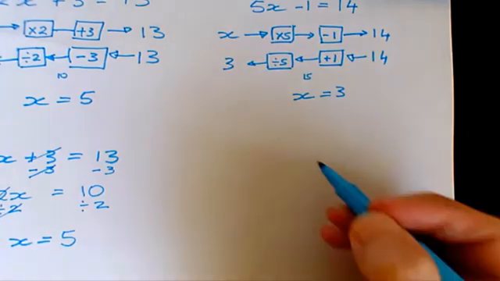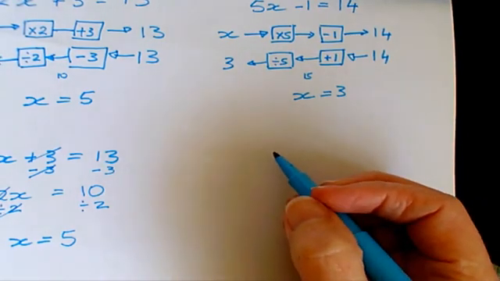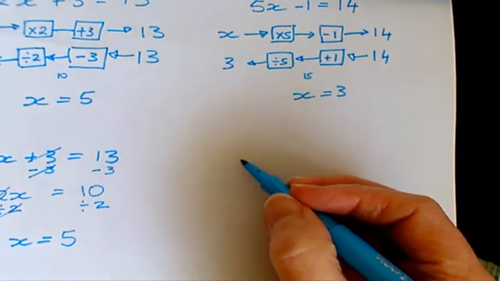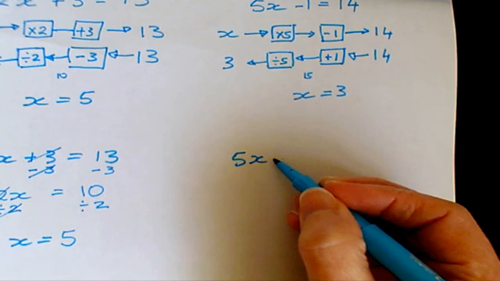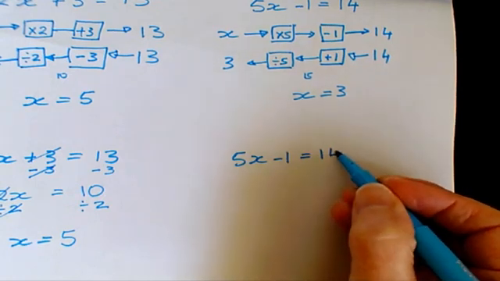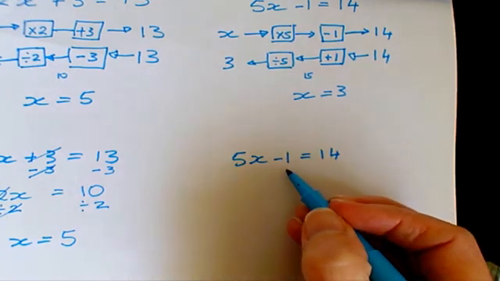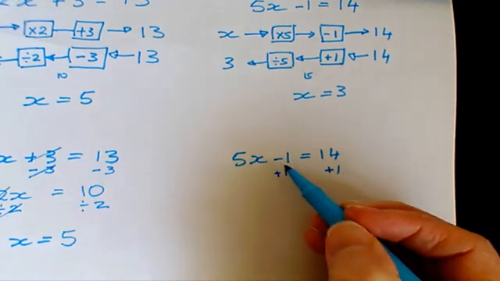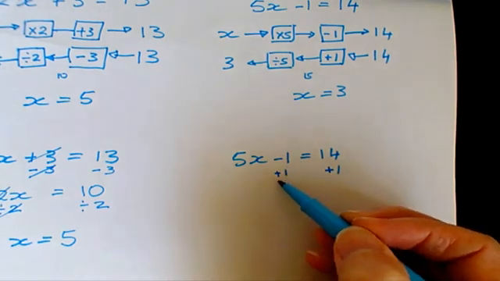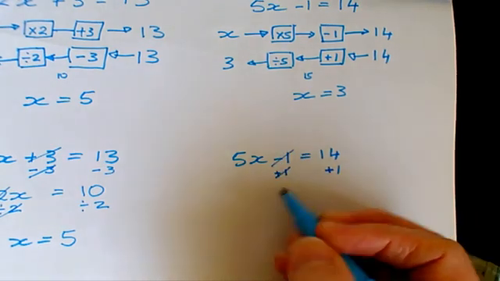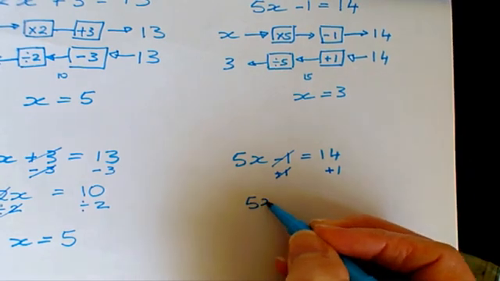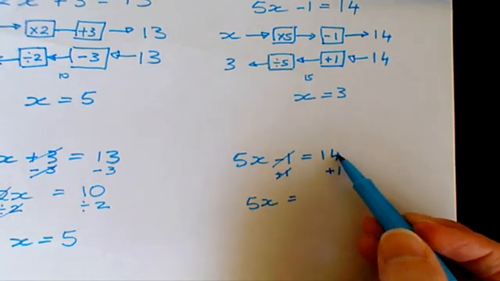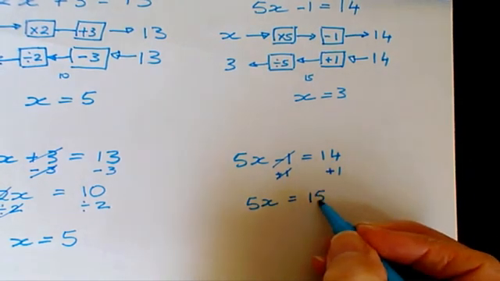We can use the same method again to solve the equation using our balancing method. So I've got 5x take away 1 equals 14. I will start with adding 1 to both sides. So the inverse of take away 1 is add 1. Those two cancel out. I will end up with 5x on this side. But here I've got 14 add 1, which is 15.